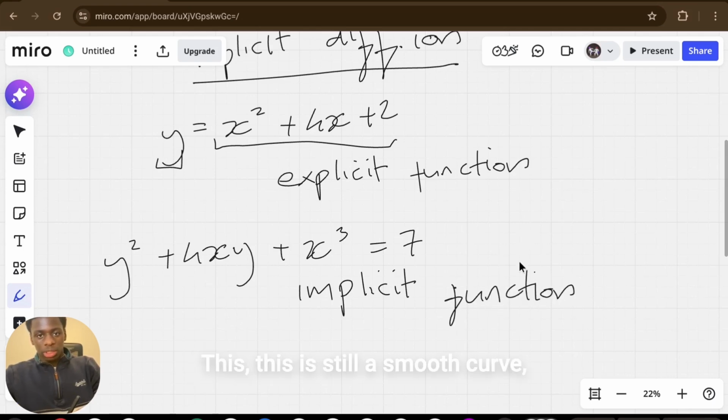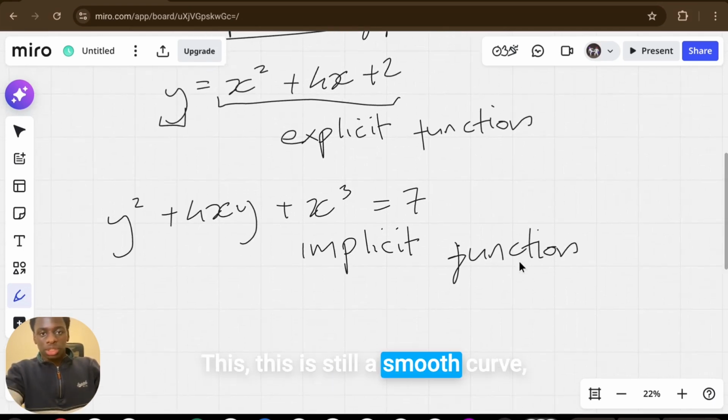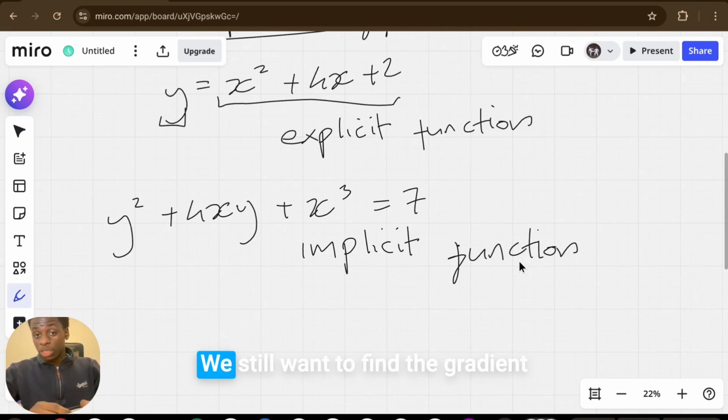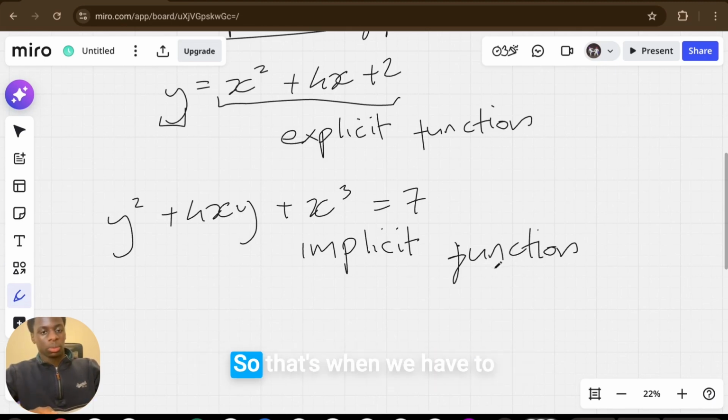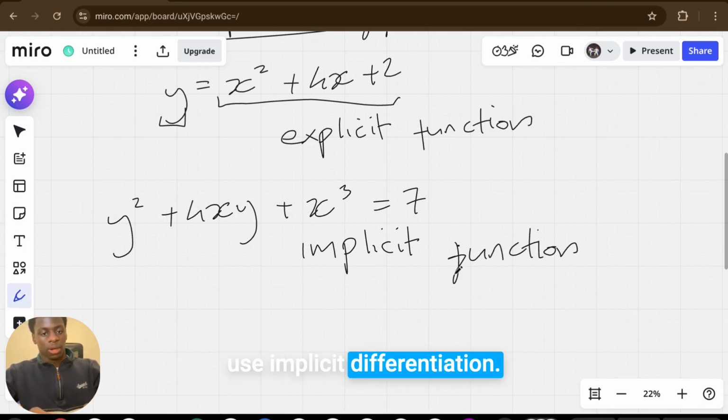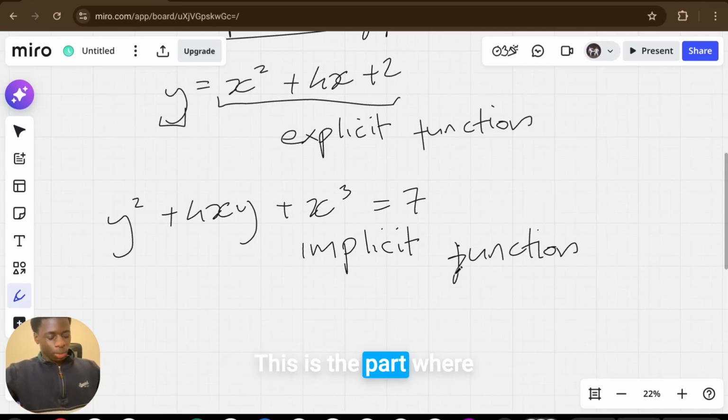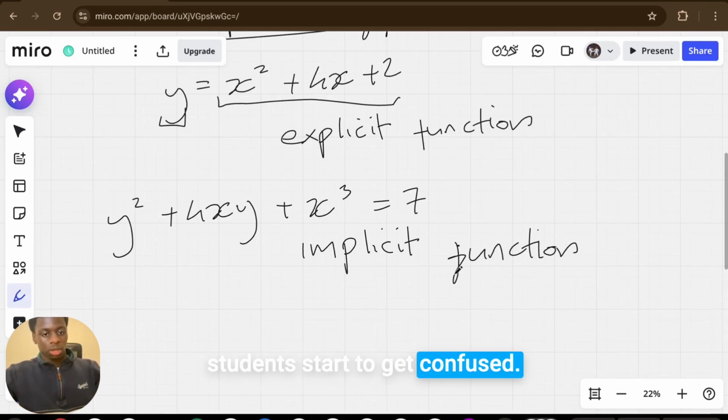This is still a smooth curve, though. It's still continuous. We still want to find the gradient of this curve, and we still want to find the turning points of it too. So that's when we have to use implicit differentiation. This is the part where students start to get confused.